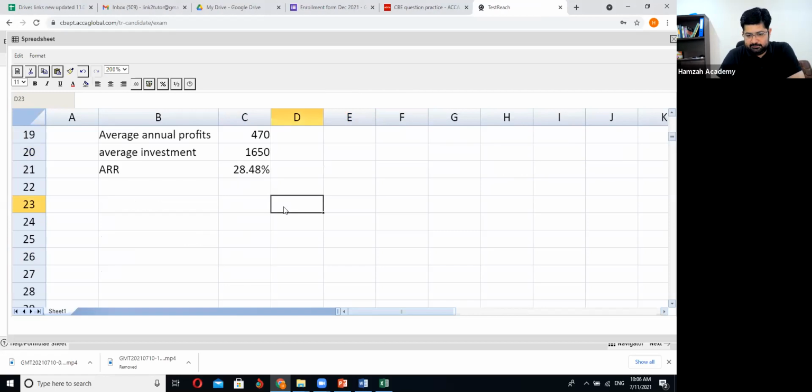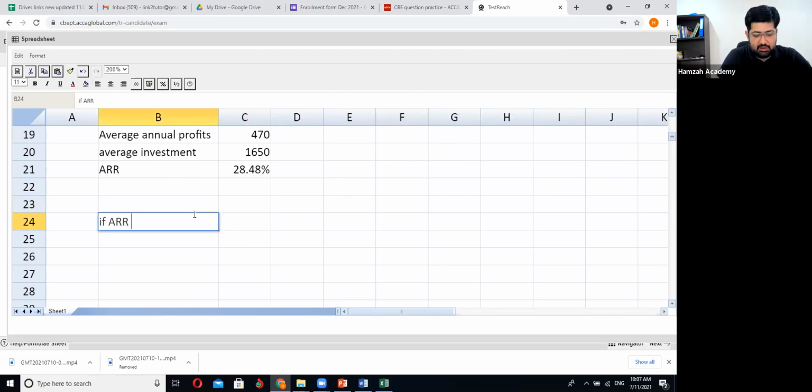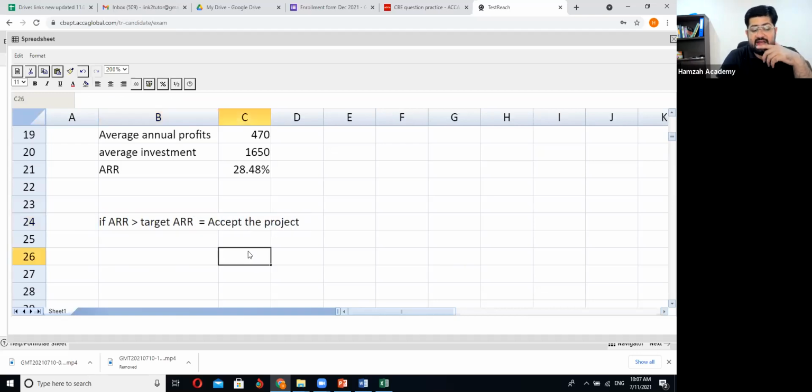All right. Now, next, students. What is the decision criteria? If ARR is greater than the target ARR of the company, who decides the target ARR? Normally the board. Then accept the project. Otherwise, reject the project.